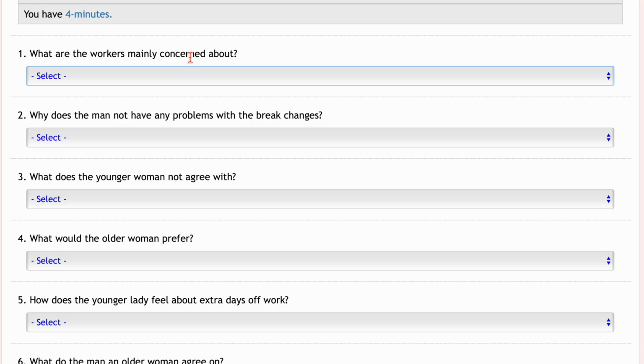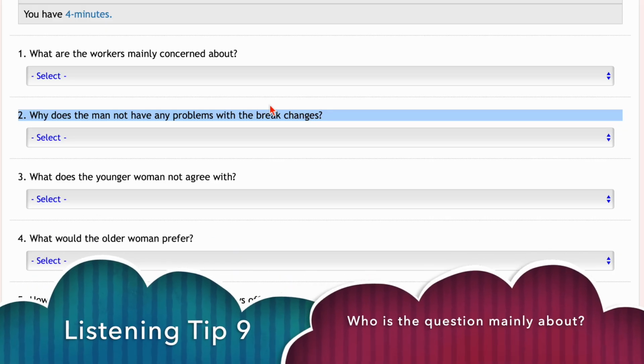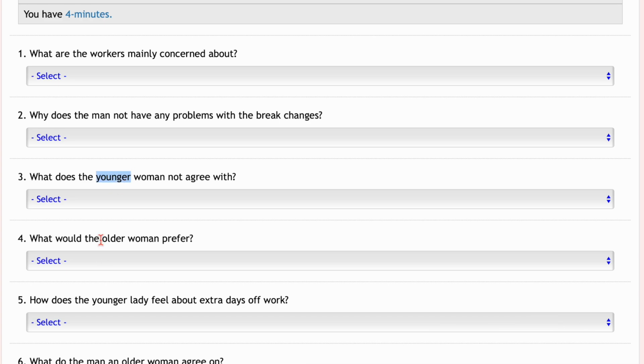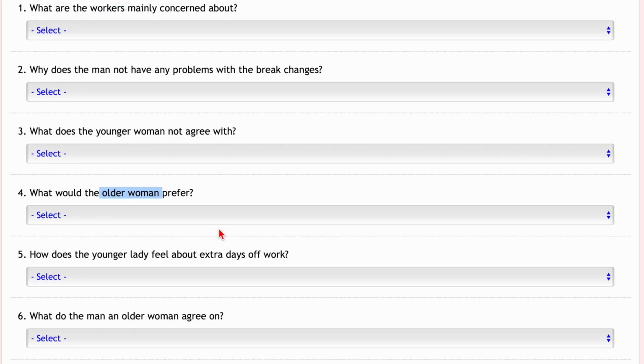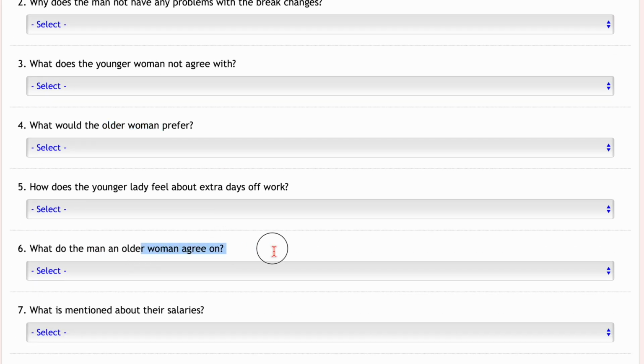Okay? And then lastly, everyone, don't forget that we need to make sure we understand the questions. Who are they asking the question about? This is where a lot of students make mistakes. See, here's about the younger woman, here's about the older woman. You see, here's about the man. Like I said, what do the man and older woman agree on?